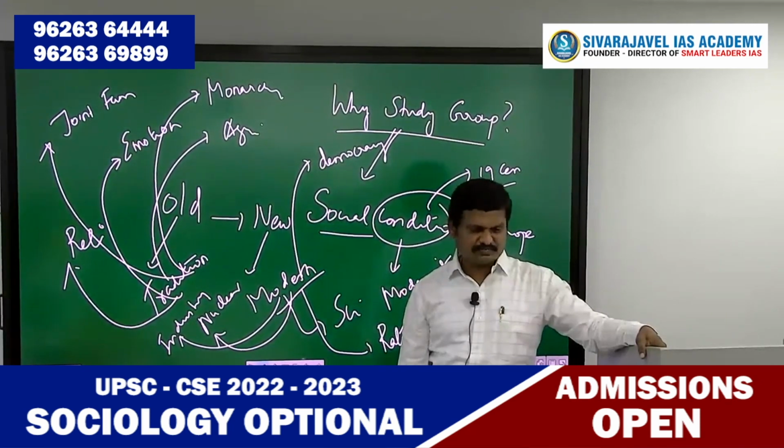Sociology emerged to study modern society, because modern society, though it solved the problems of the traditional society, has new problems for which a new subject came into being.